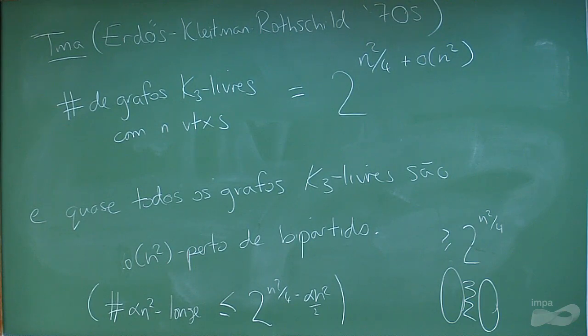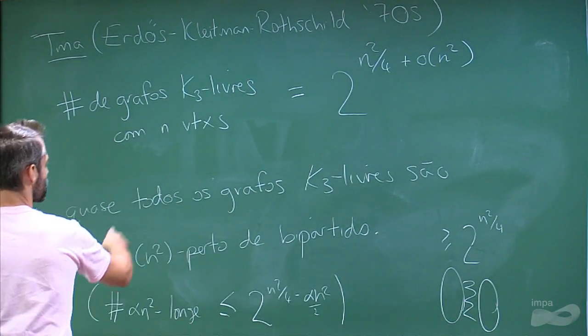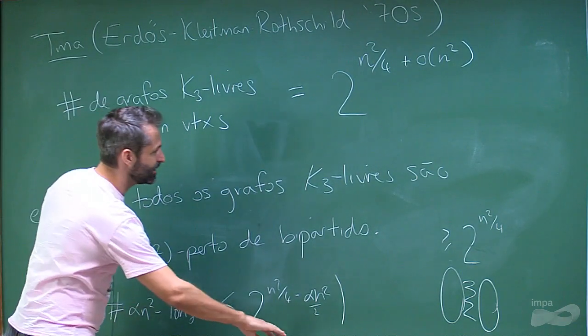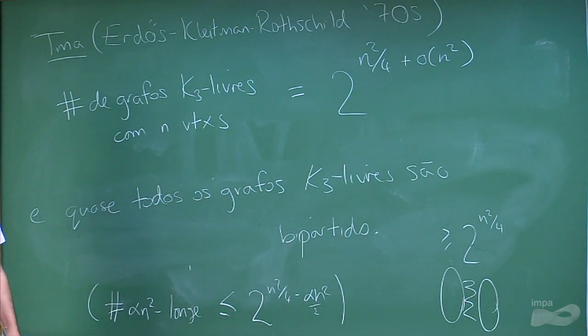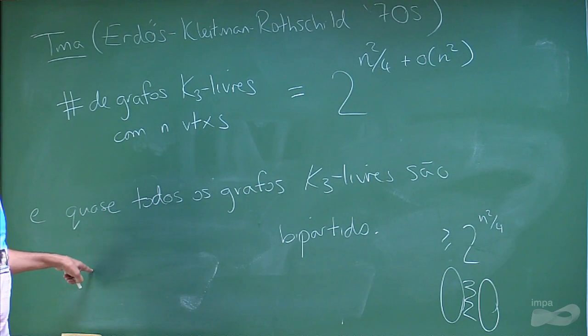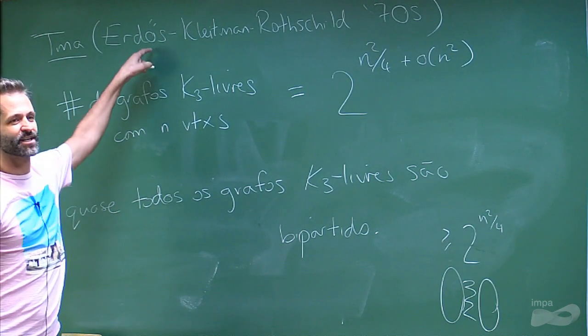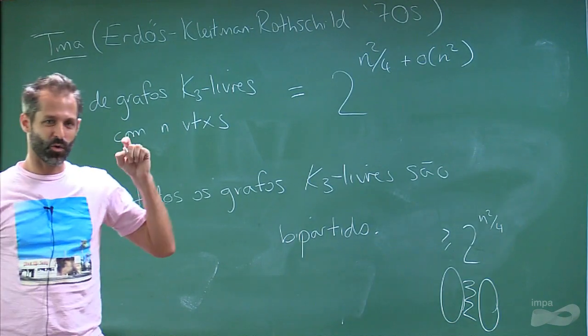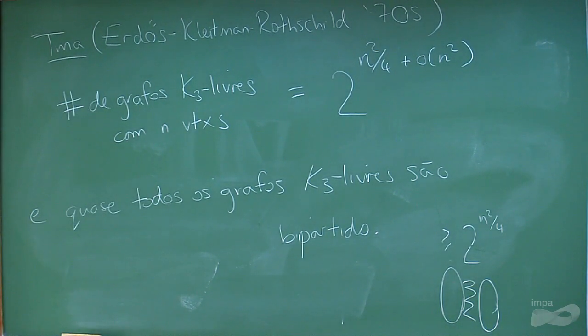And in fact, Erdős, Kleitman, and Rothschild prove more. Sorry, it's also their theorem. They proved not only are almost all triangle-free graphs close to bipartite, they show that actually almost all are bipartite. Something much, much stronger is true. So I removed this part of the statement, and this is actually what they proved. Almost all triangle-free graphs are not only close to bipartite, they are bipartite.